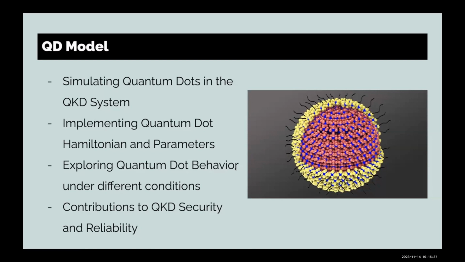The outcomes, the optimal parameters and the ground state energy, are more than numerical results. They are the keys to unraveling the intricate behavior of quantum dots within the tailored context of QKD. This methodical investigation provides valuable insights, paving the way for the strategic engineering of quantum dots to enhance the security and reliability of quantum communication systems. So you might be thinking, why does this matter?